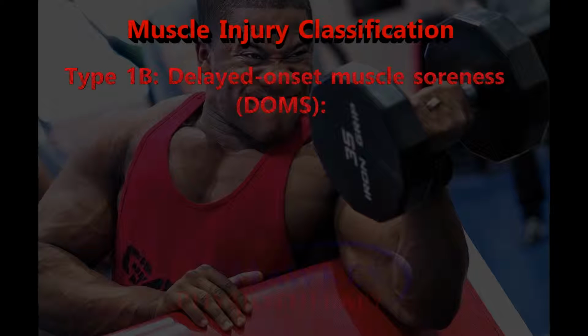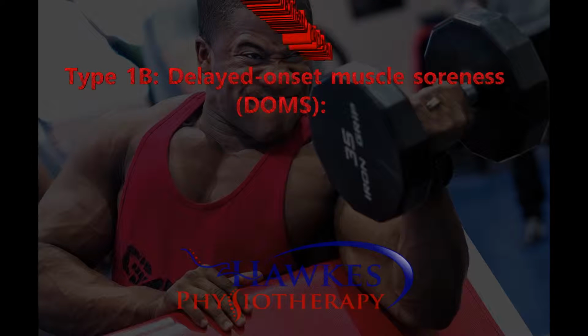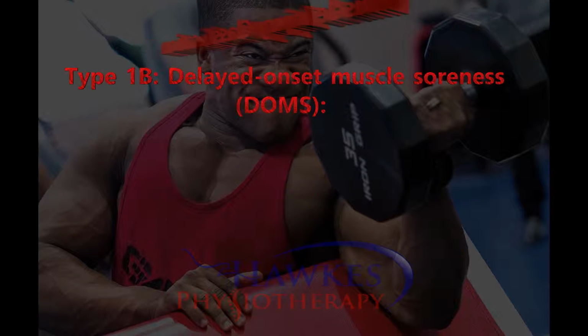Type 1B, delayed onset muscle soreness, DOMS. More generalized muscle pain following unaccustomed eccentric deceleration movements. Acute inflammatory type pain, pain at rest, usually peaks at 48 to 72 hours after activity.